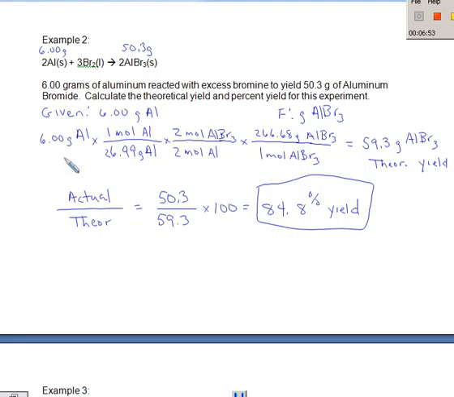Here is the answer for the theoretical yield worked out. We did the stoichiometry and found out we should have produced 59.3 grams of aluminum bromide. This is our theoretical yield. Then we came back to see how much we actually produced, which was the 50.3 grams. We plugged this into actual over theoretical, multiplied by 100 to convert it to percent, and got 84.8% yield. Turn the page, and we're going to work one more example.